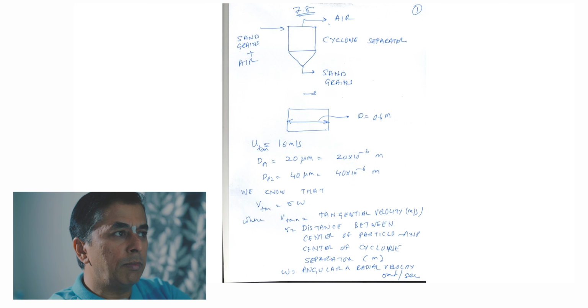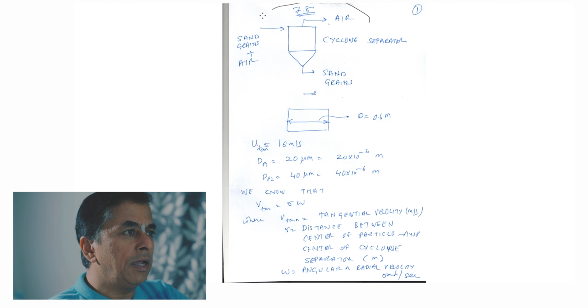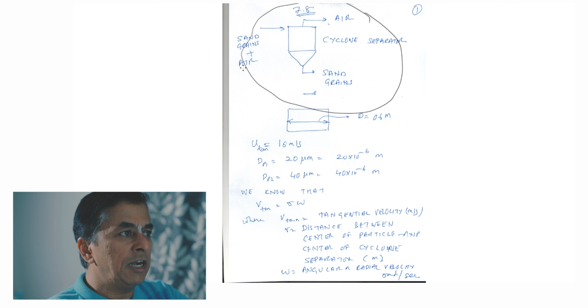And the solution for this problem is, we have a cyclone separator here as I have drawn this. So sand grains plus air enters the cyclone separator, and then the air will be going from the top, whereas the sand grains will be coming from the bottom.